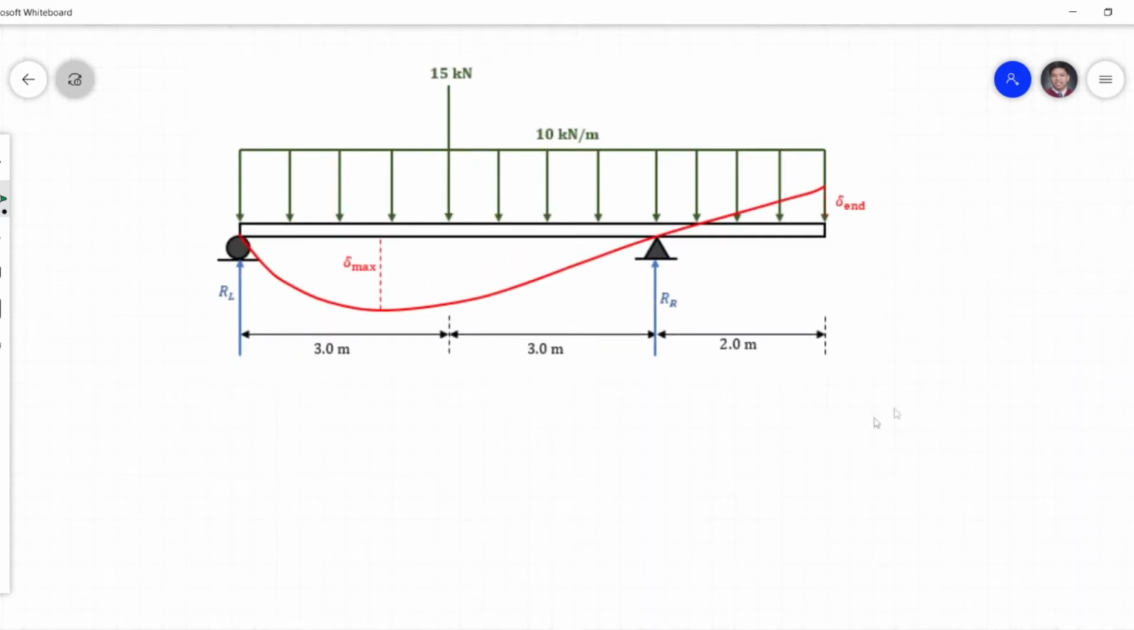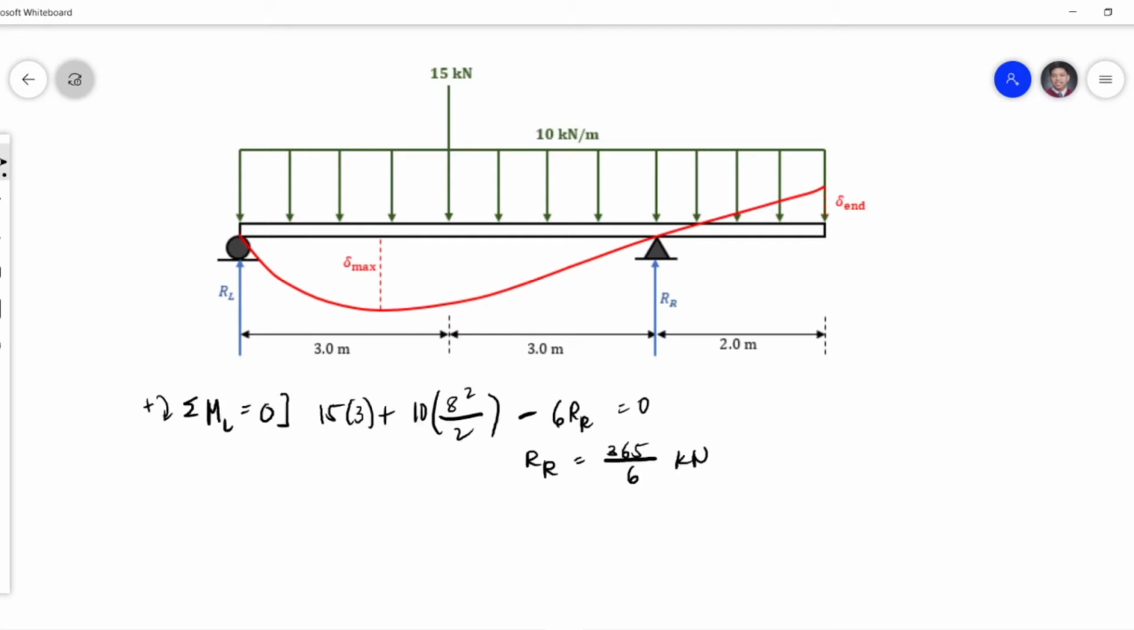So ngayon, calculate muna natin yung ating support reactions, no. So unahin natin si left support, RL. So sum lang tayo ng moments. Or no, unahin pala natin si right support. No? So sum tayo ng moments along the left support equal to 0. Ayan, so meron na tayong right support reaction, no? 365 over 6 kilonewtons.